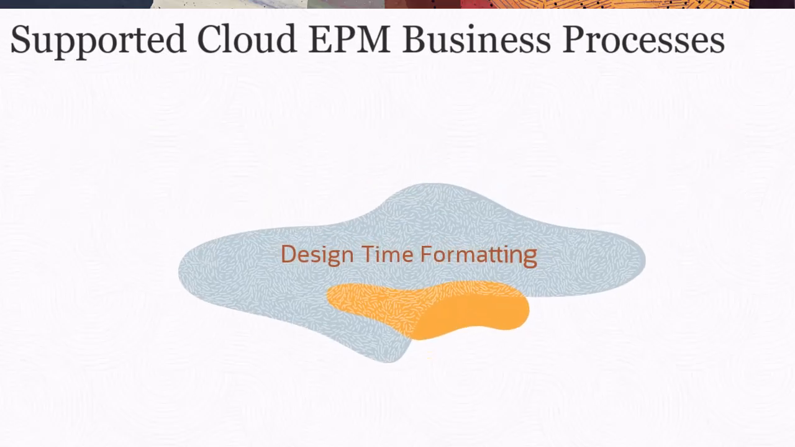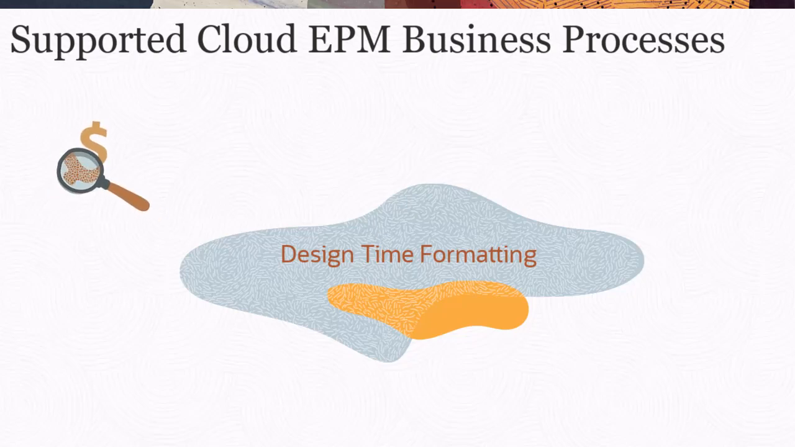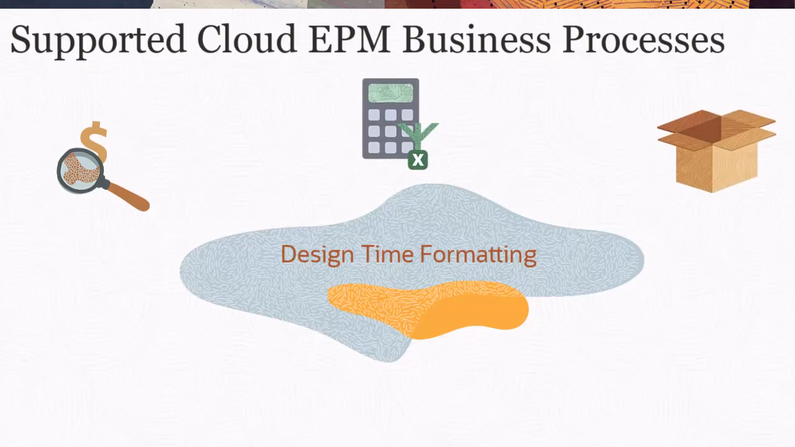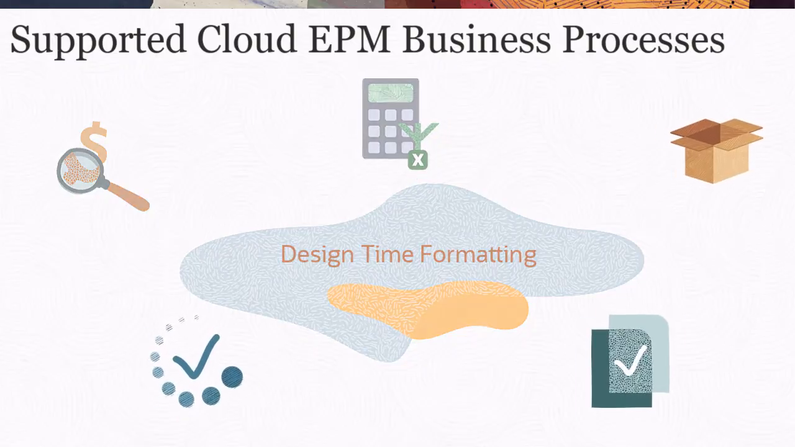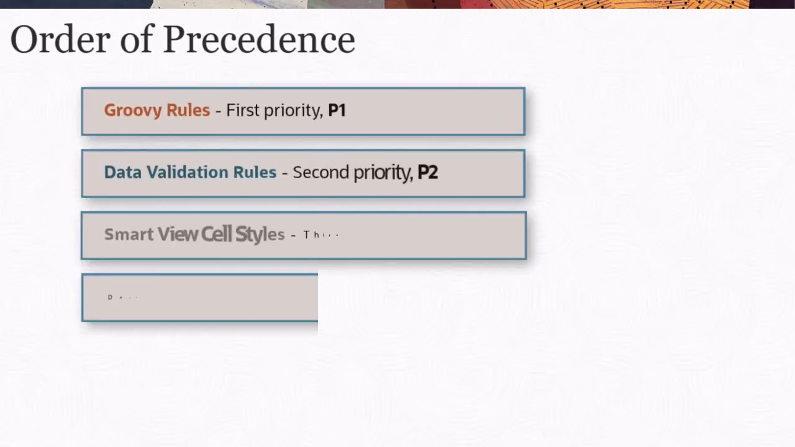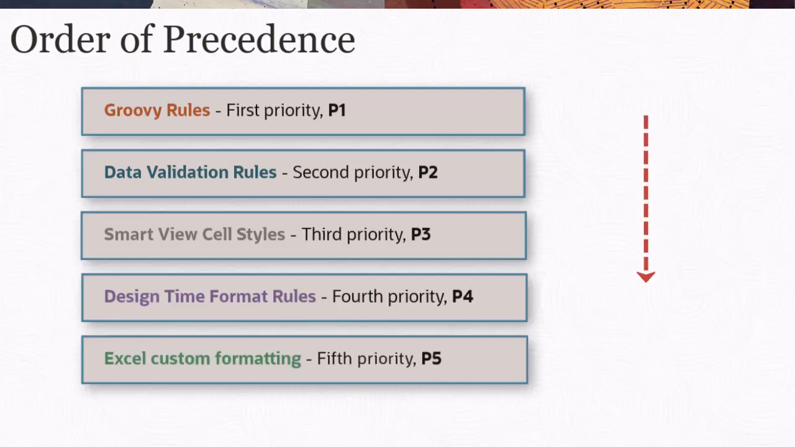This is available across Cloud EPM business processes or providers, including enterprise profitability and cost management, financial consolidation and close, free-form, planning, and tax reporting. We'll look at how different styles appear at runtime and the order of precedence for all rules and cell styles.